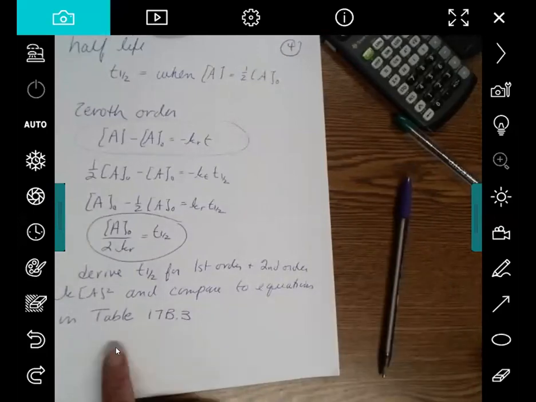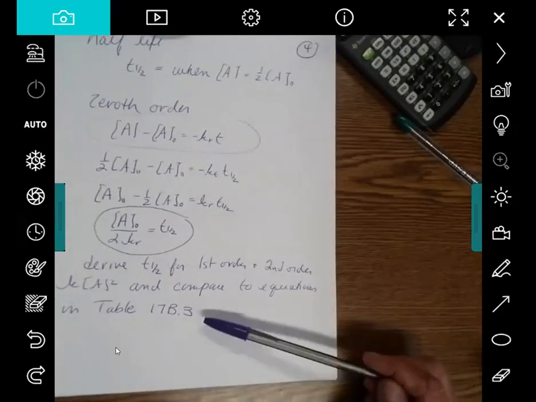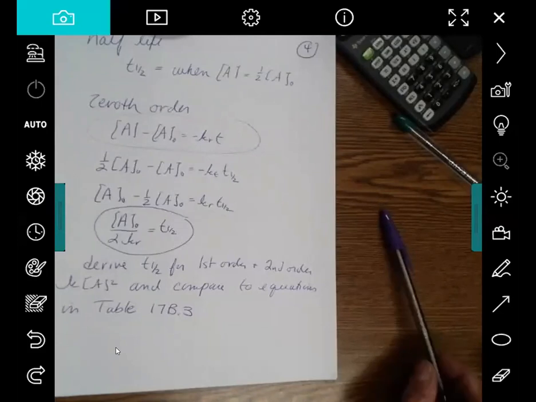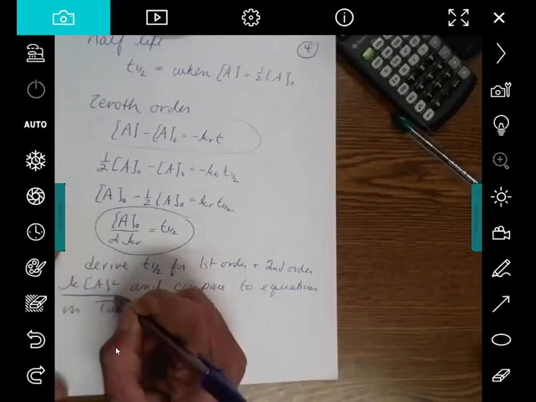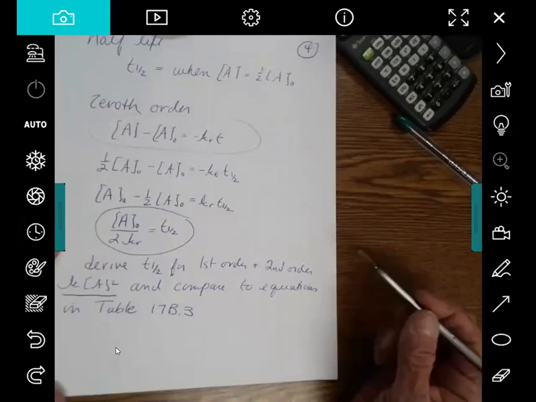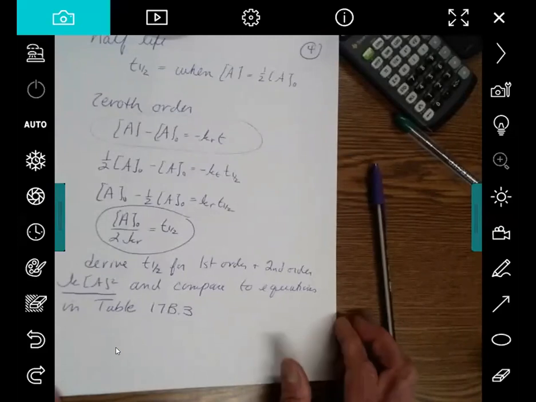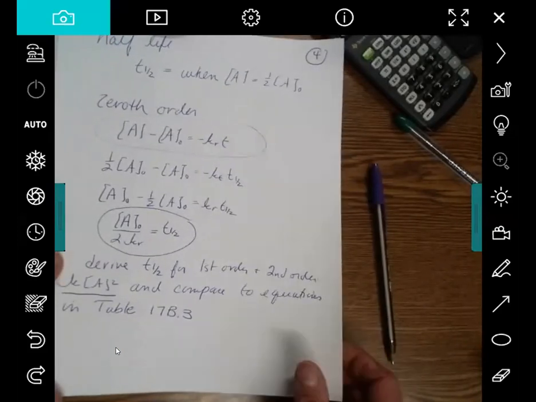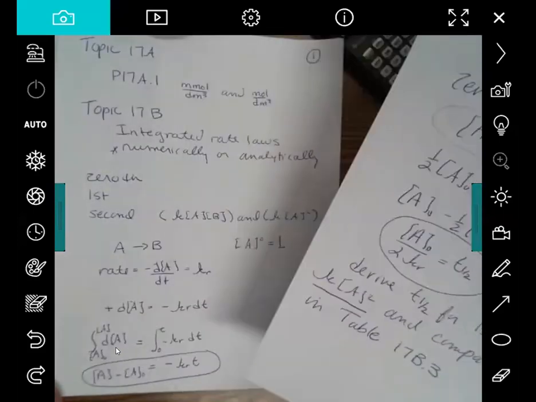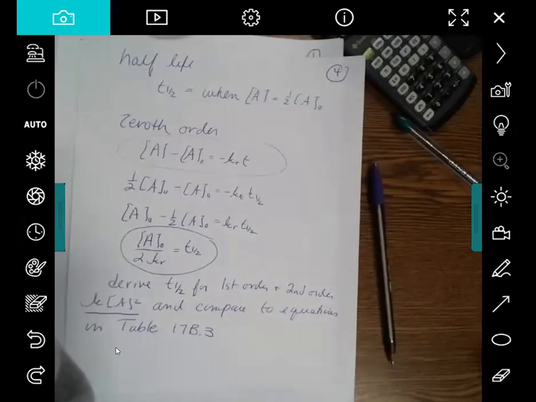So there are half-lives for the other ordered reactions in table 17b.3. So go ahead and derive the half-life for the first and second order, just for the situation where it's second order with respect to the same species, and compare those to the equations in table 17b.3. Use Mathematica or integrate by hand, whatever you feel you want to do, but that's a good exercise. So that is all of topic 17b.